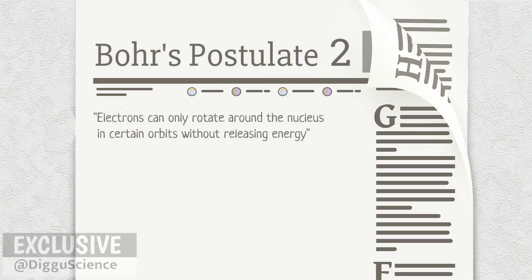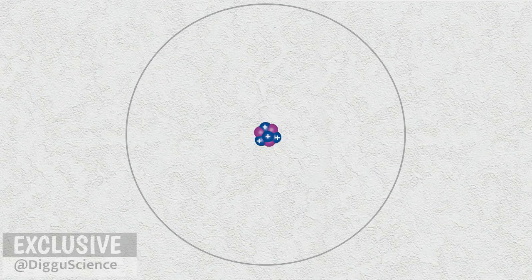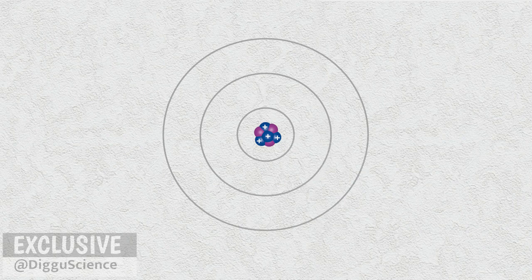Second postulate. Electrons can only rotate around the nucleus in certain orbits without releasing energy. This path is called a stationary path and has a certain energy. As an illustration, there are many circles that can be formed with the atomic nucleus as the center. However, not all circles can become orbits for electrons. Only certain circles. This is what is meant by a stationary path. In this path, electrons have certain energy.